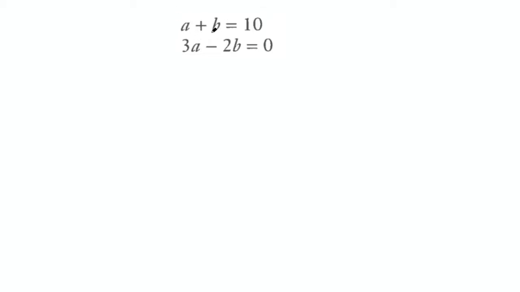So the a plus b equaling 10 means that the total number of provinces, whether the origins come from First Nations or something else, is going to total 10, okay? And really what the second equation means is that if I move it so that the minus 2b is on the other side, that means 3 times the number of provinces that have First Nations origins will equal 2 times the number of the other provinces, okay?